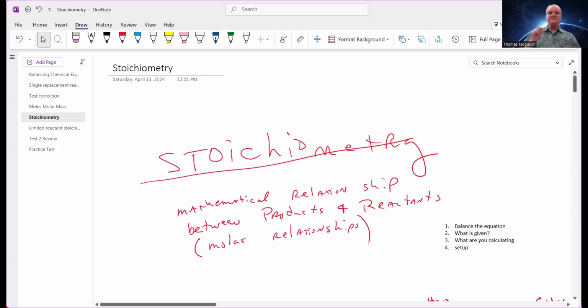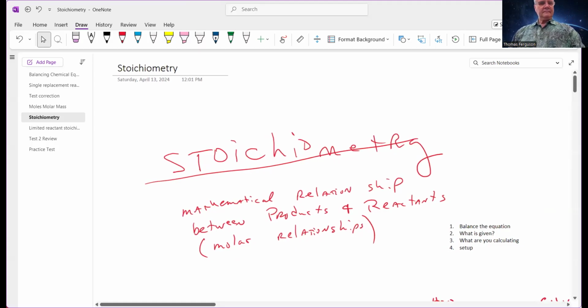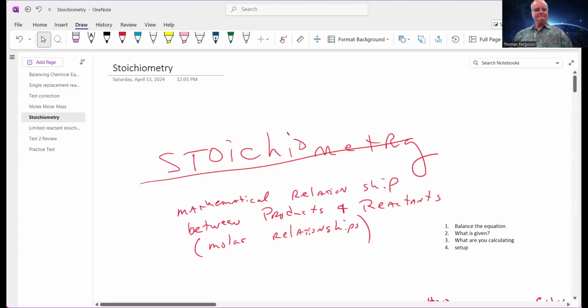But anyway, this is a big deal. This is a very big weakness in incoming students in 1A and 2A and 3A. Big weakness. So this test 2 is going to be really important for your preparation for that next chemistry class. Okay, that's what I wanted to cover today.